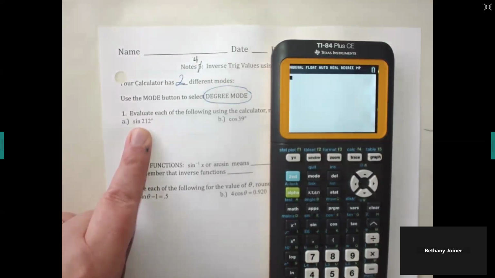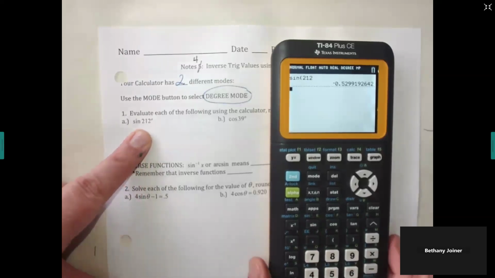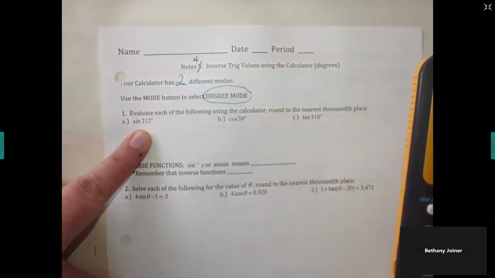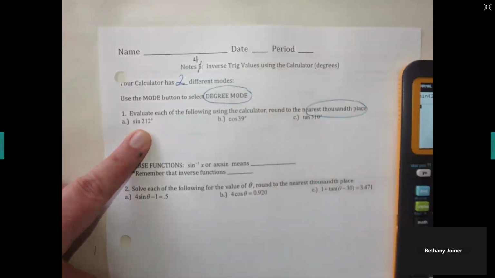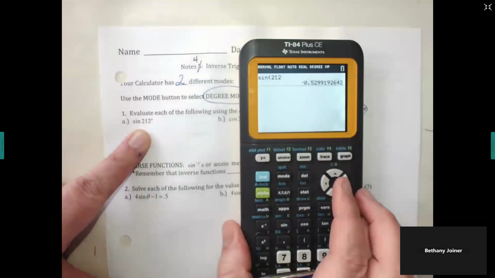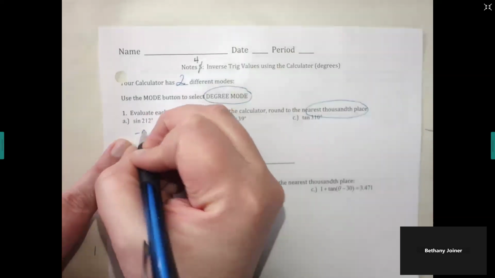Clear whatever's in there out. And then find the sine of 212. Sine button's right here, 212. There's your answer. It's negative 0.529, but we're rounding to the thousandths place. That's 3 decimals. So if 529 is followed by another 9, what are we going to round it to? Negative 0.530. There you go.